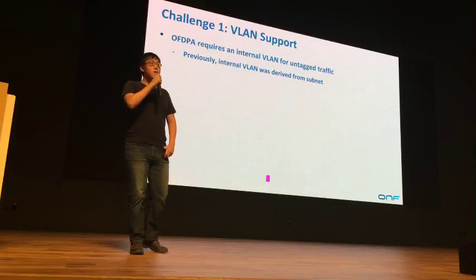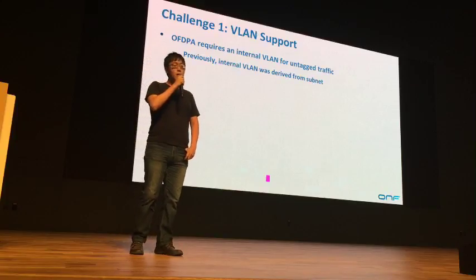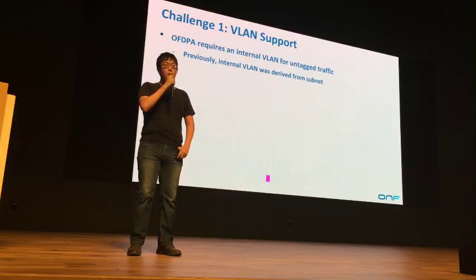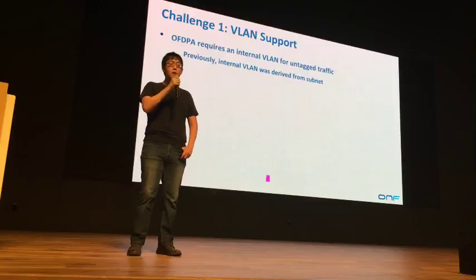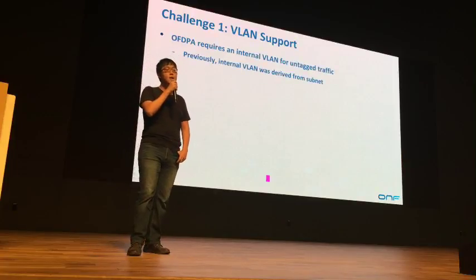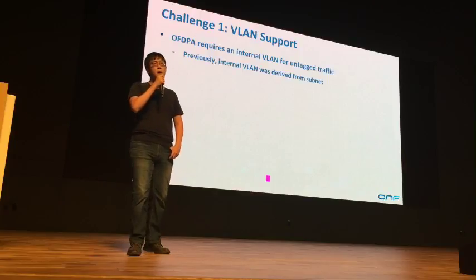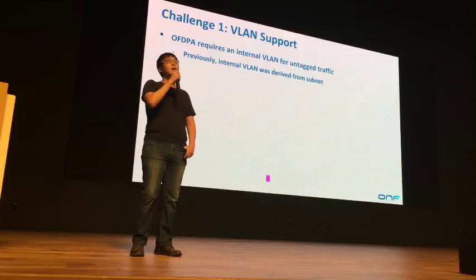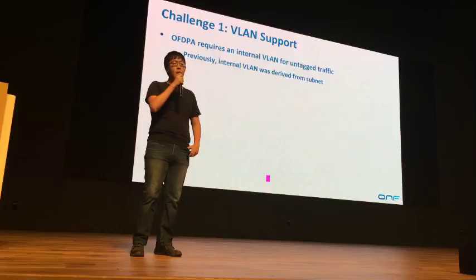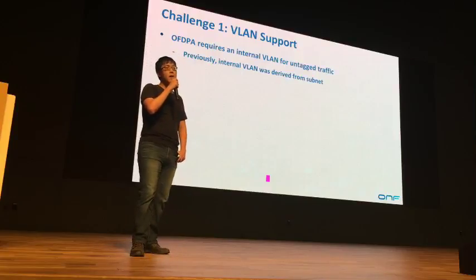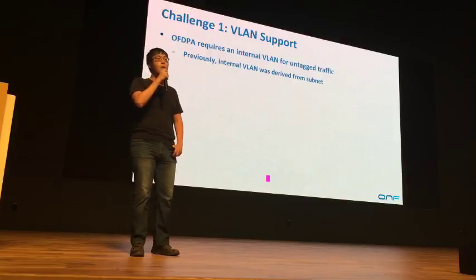As you may know, the Trellis solution is right now based on the OFDPA pipeline. The OFDPA pipeline requires an internal VLAN assigned to every untagged traffic. Therefore, we need to internally assign this VLAN ID for every untagged traffic. Previously, we assigned this internal VLAN by looking at the subnet configuration, so it's only one VLAN, one subnet.